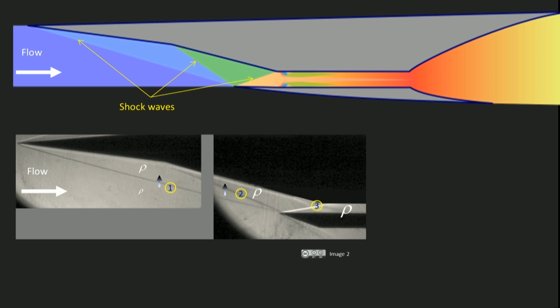The third shockwave, the shock generated by the cowl, increases the density further again. But this third shockwave is inclined upwards, so the density below the shockwave is higher than the density above the shock. So the density gradient is positive in the downwards direction, and we see a white line where the shock is located.